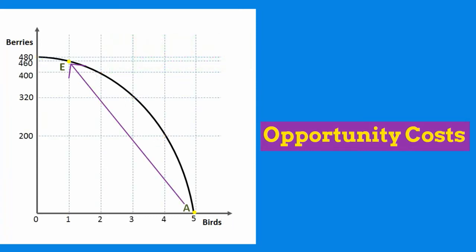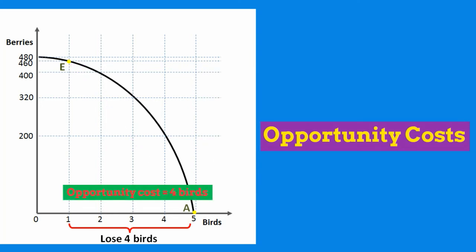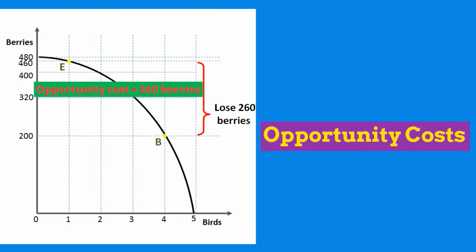When moving from scenario A to E, we are losing 4 birds and gaining 460 berries. Hence the opportunity cost to move from A to E is 4 birds. When moving from scenario E to B, we are gaining 3 birds and losing 260 berries. So the opportunity cost of moving from E to B is 260 berries.